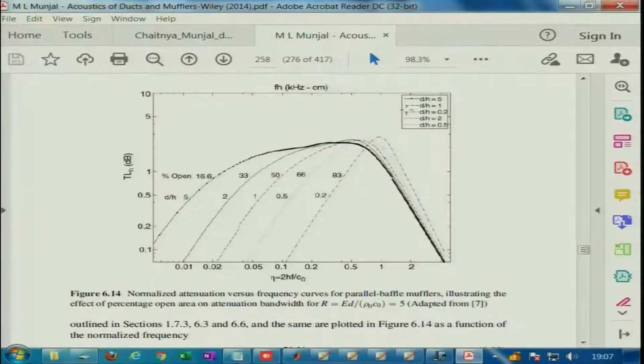If we consider d by h equal to 5, and take a particular non-dimensional frequency, say 0.1, and we know the value of h and d, we consider that curve, and for the given non-dimensional value we find the specific attenuation and multiply it with the overall length of the muffler required to get the attenuation at that frequency, from these non-dimensional curves. If it is between 5 and 2 or something like that, we interpolate between the two curves for a given frequency to get the specific TLH and multiply with the length.